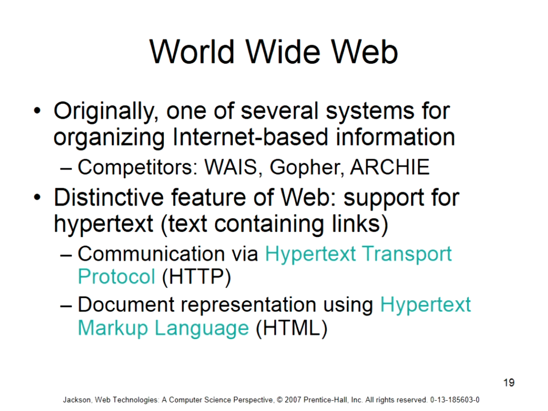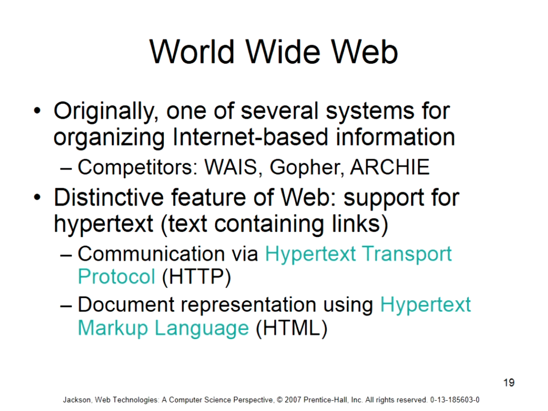So the web is one of several systems for organizing internet-based information. That means the web is a way of accessing information over the medium of the internet. The internet represents the network, and to access the information in this network, we will use the web. Okay?